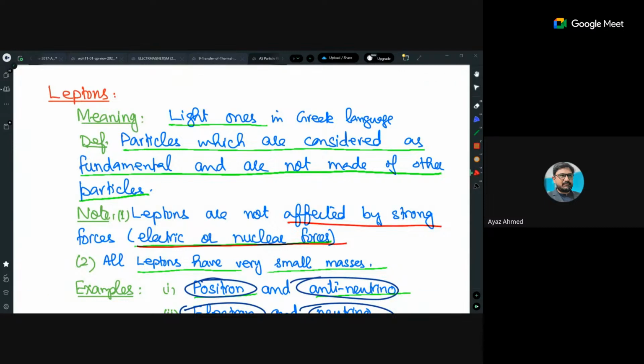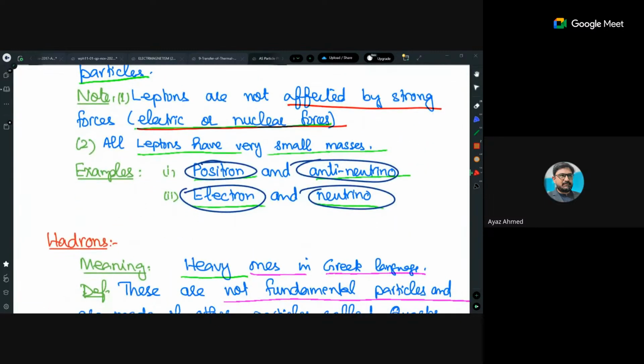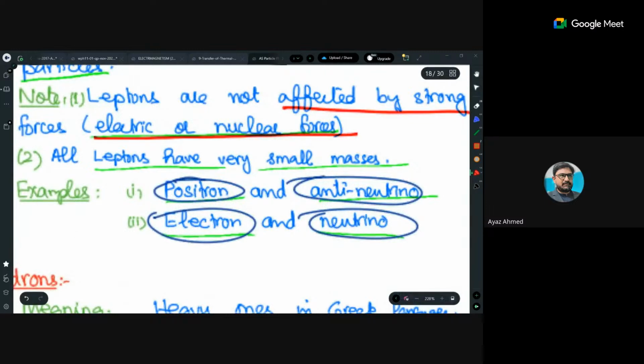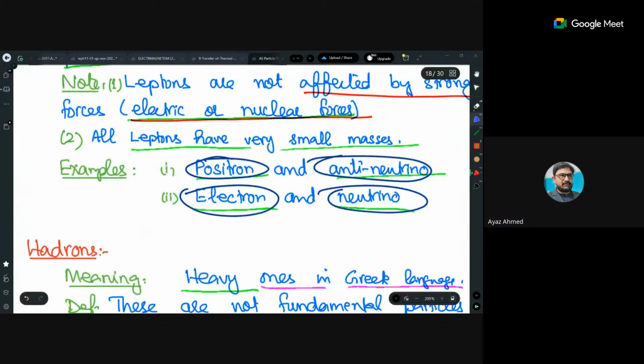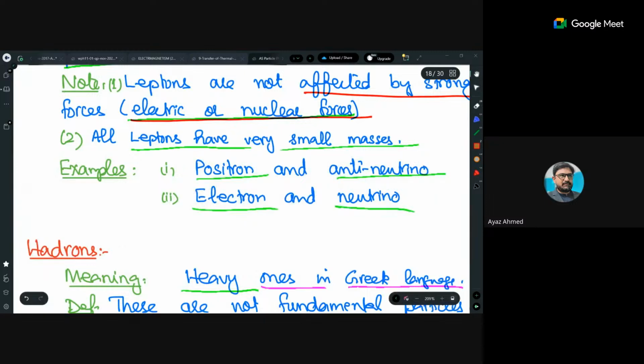The leptons are not affected by strong forces. As I told you, beta particles, neutrinos and antineutrinos all originated from weak nuclear forces. That's why they have no effect of strong nuclear forces. So all leptons have very small mass. This is a question which is asked in the exam: underline the leptons from the given list, or what are the leptons, or which particles are from the lepton family.